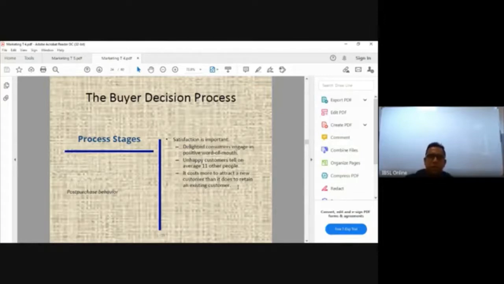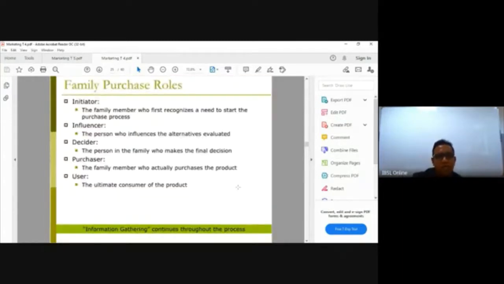So therefore, attracting new customers is good, but at the same time, a lot of emphasis should be made to retain the existing good customers. Right. Now, I said the family also influences the buying decisions. Right. The family is also one unit that will influence your purchase decision.